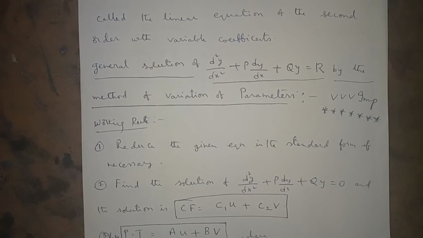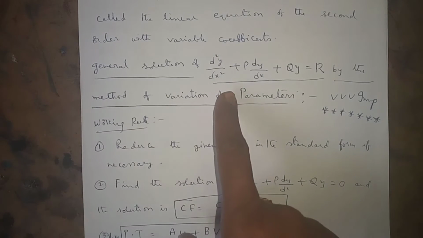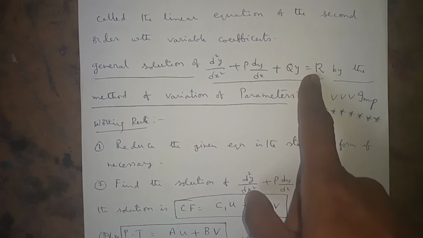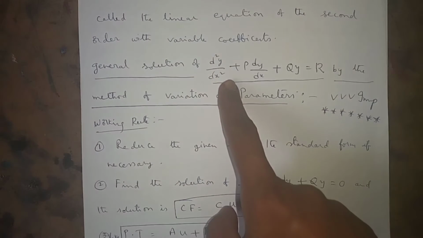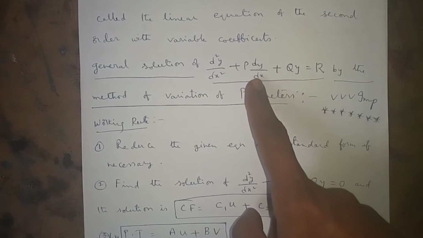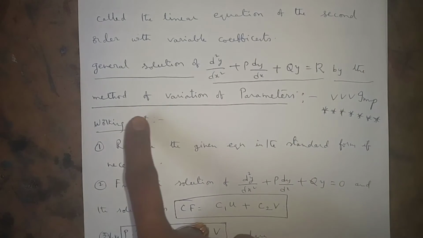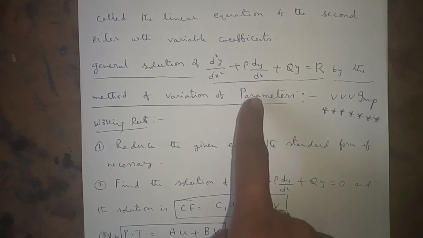Now what we are going to find, I will tell you. We are finding the general solution of d square y by dx square plus p into dy by dx plus q into y is equal to r, by the method of variation of parameters.